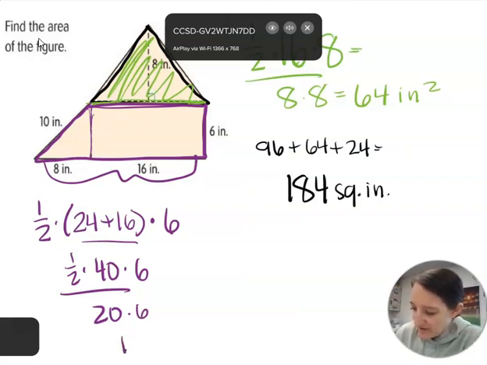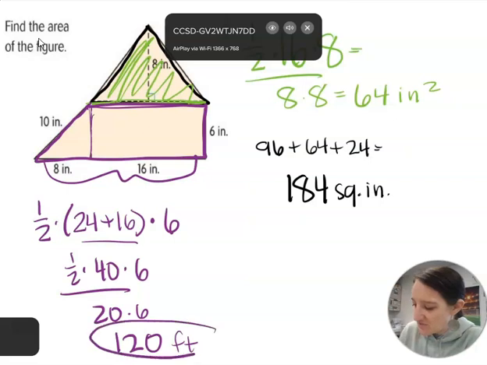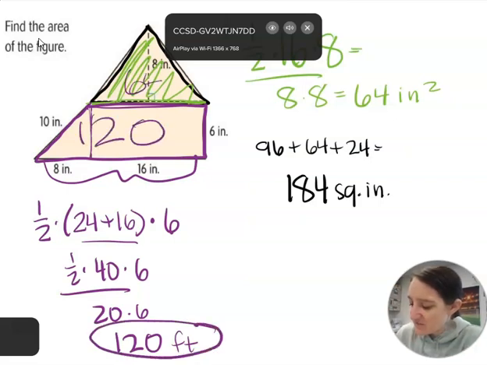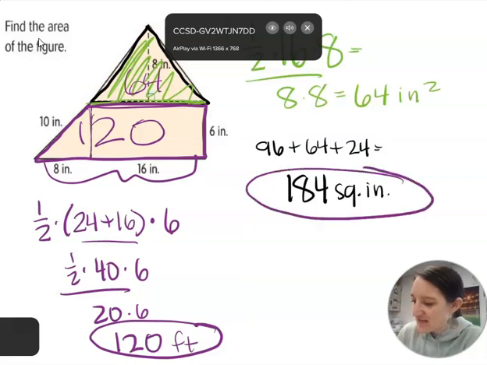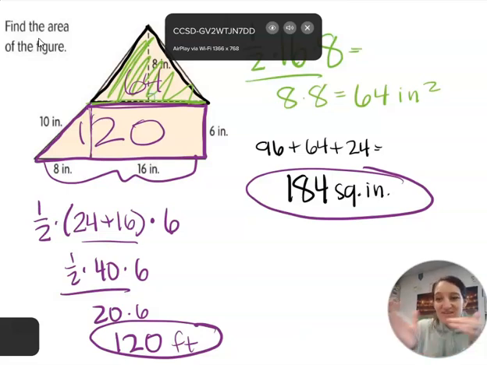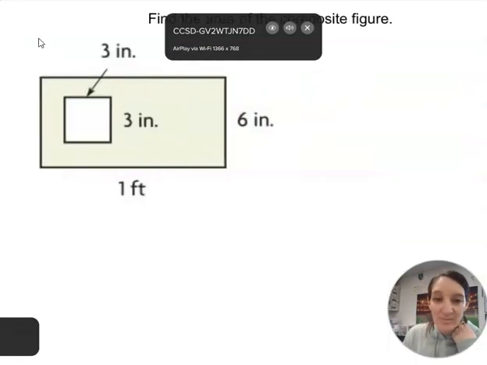Nope. Go back. 20 times 6 would be 120. Okay, so if we add the 120, which was all of this, and the 64, we still end up with 184 square feet. Okay, so you get to choose what shapes you create. If you want to do easy rectangles and triangles, or if you want to add them up and get a trapezoid, that is totally up to you.